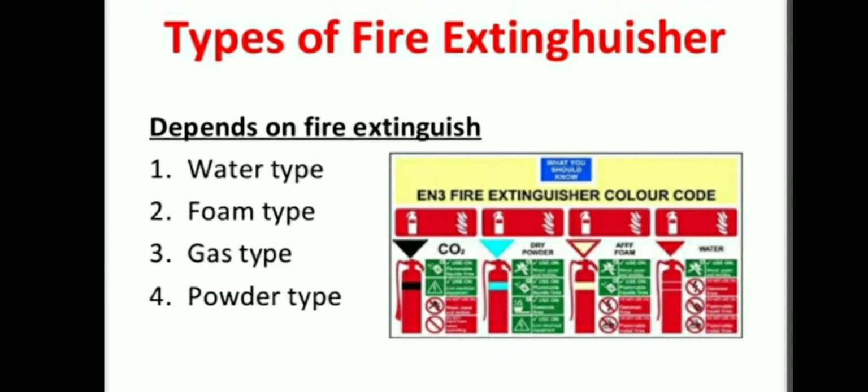Metallic fire means when it crosses its melting point, it starts giving a huge flame also. So when this powder comes in contact with the surface of that burning material, it settles down on top and cuts the oxygen of that fire. So the fire gets extinguished. So there are 4 types of extinguishers: water type, foam type, gas type, and powder type.